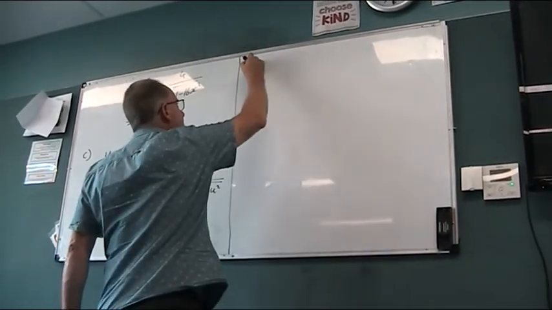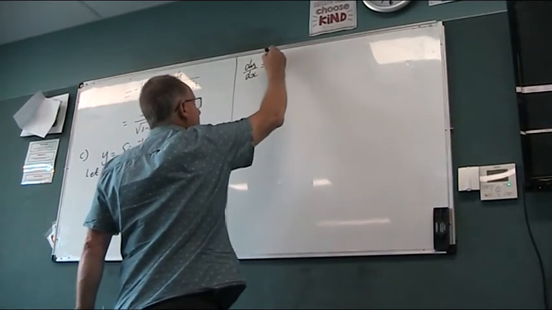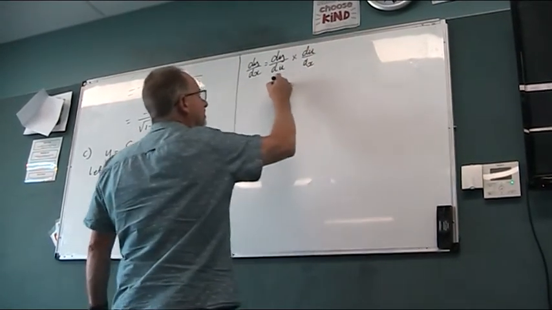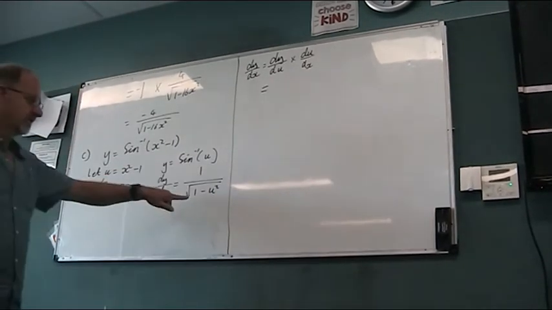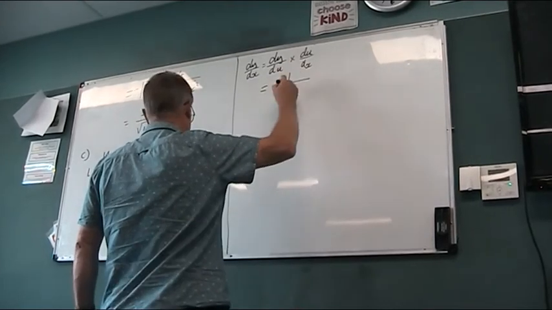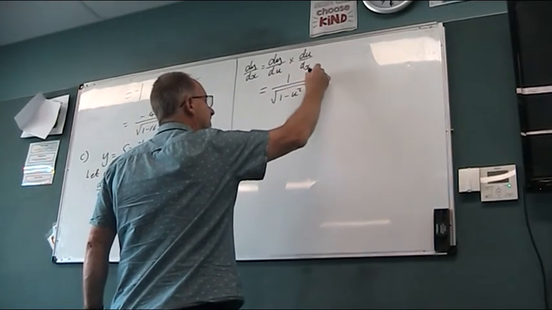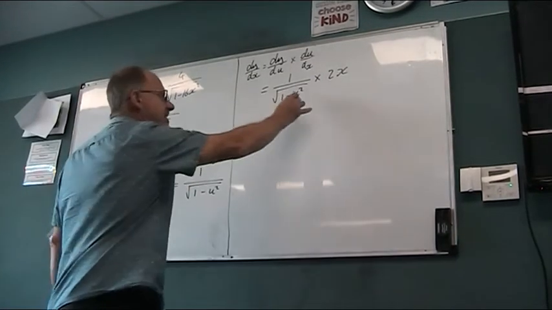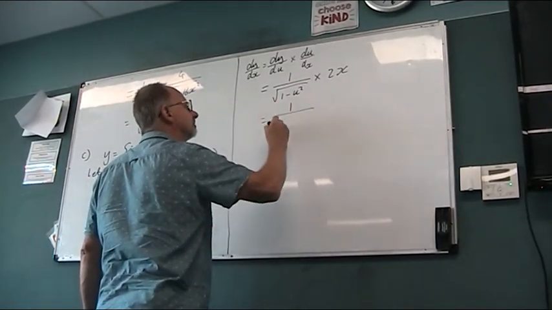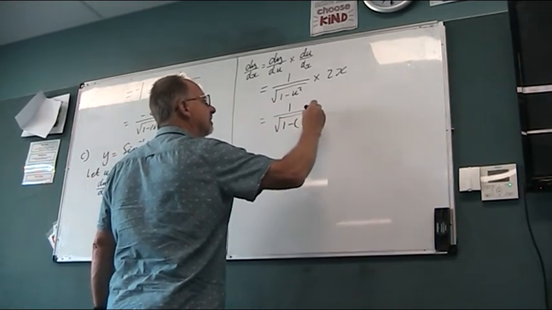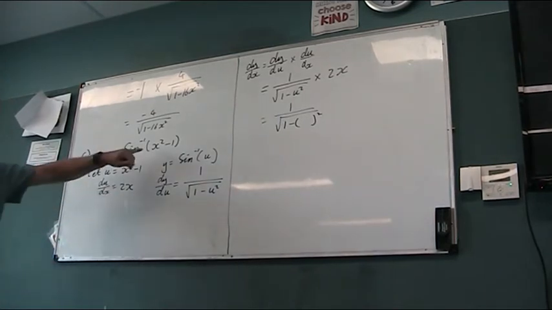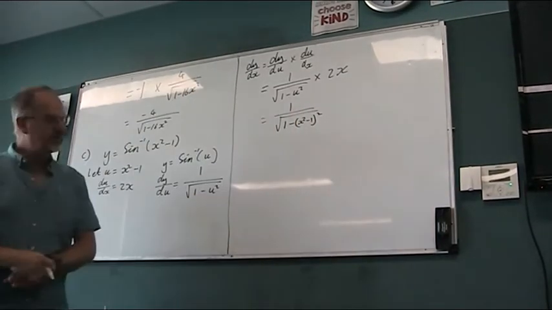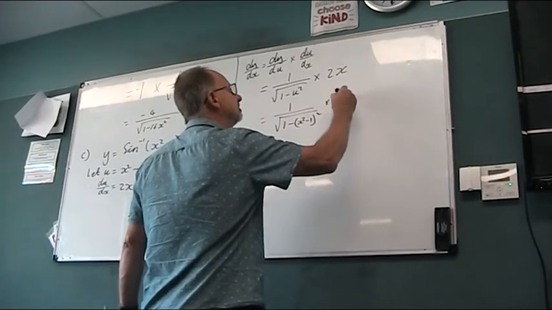So dy dx is what we're after, and that's dy du times du dx. Okay, and dy du was 1 on this stuff, square root of 1 minus u squared. Du dx is 2x. And I need to put my u back in here, don't I? Now the u is squared, but the u, of course, is x squared minus 1. So I've got x squared minus 1 in there, times 2x.